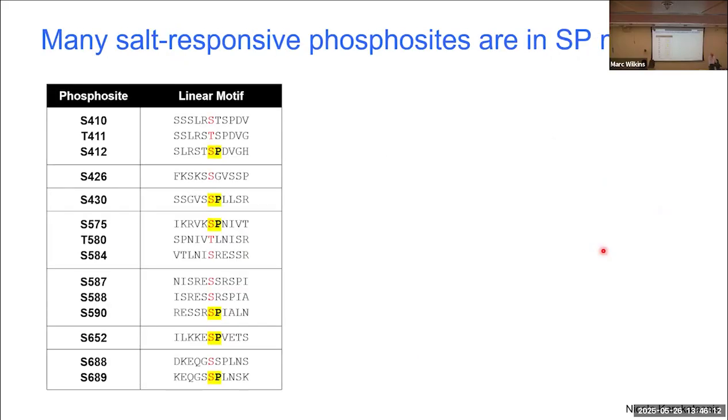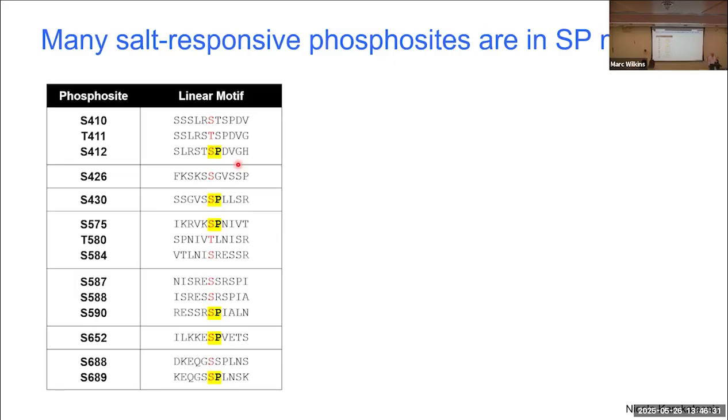If you look at these salt-responsive sites, one of the amazing things is you start to see patterns. They're in SP motifs, and those, for example, at S412 is particularly an SP motif. And so the question is, can you find the kinase? Can you connect this to what's upstream?